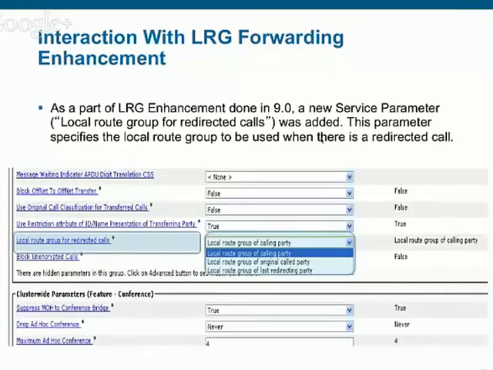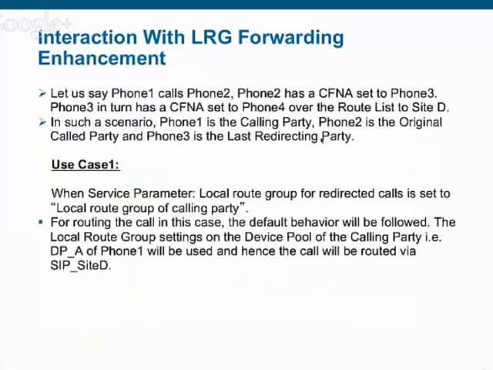So this is the parameter which actually comes into the picture, and this is a system-wide parameter. We can tell the system that in such a case, kindly use the local route group of either the calling party, the original called party, or the last redirecting party. In our case, the calling party is phone 1, the original called party is phone 2, and the last redirecting party is phone 3.